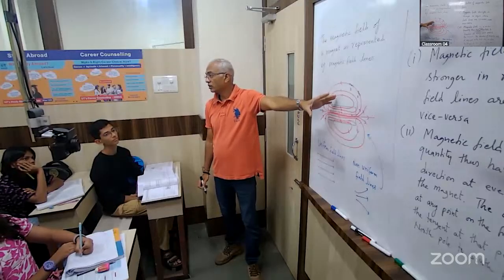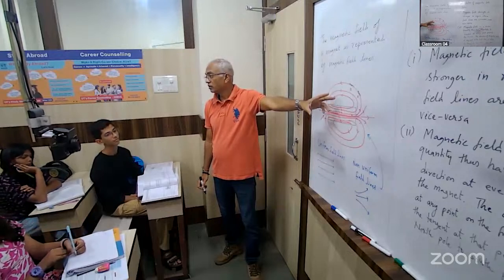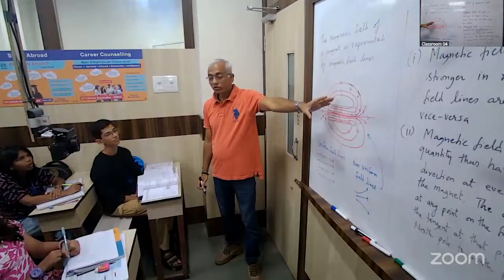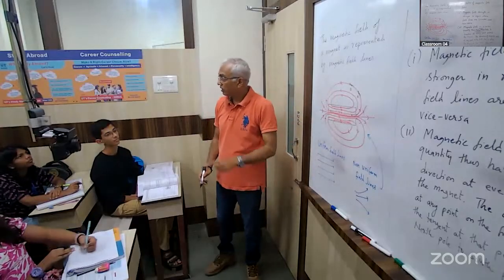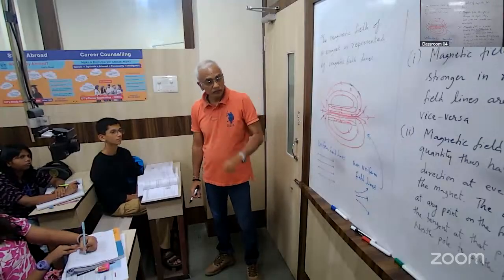What happened? Nothing happened. So the direction of the magnetic field at every point is along the tangent. Okay, so keep this in mind.